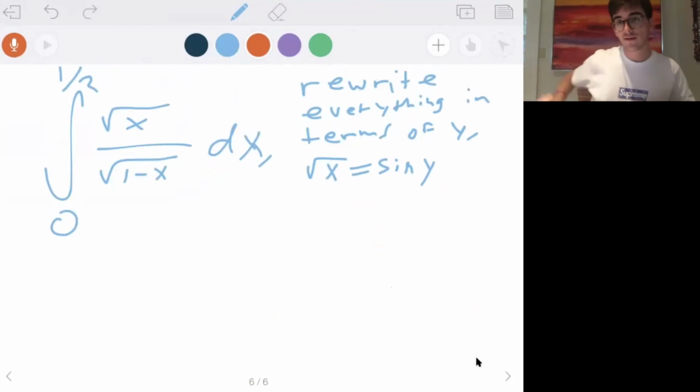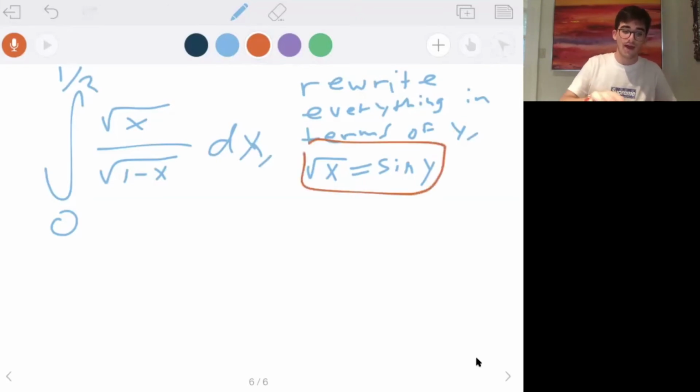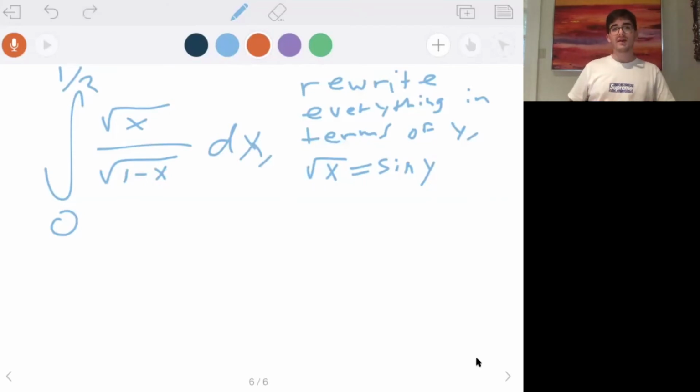Right. This last example is not quite a u substitution, but it involves a lot of the same strategies that we've been working with. This one asks you to rewrite everything in terms of y using this substitution that they give you. And when it says everything, it means everything, including the bounds. Okay, so let's begin. I'm going to start off by figuring out what is our dx in terms of y. Let's get that out of the way.